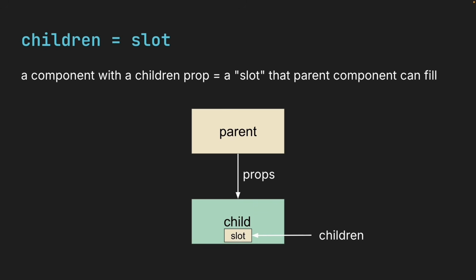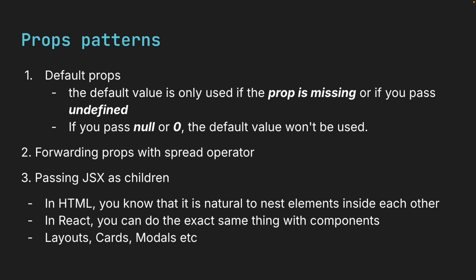You can think of a component with a children prop as having a slot that the parent component can fill with whatever content it wants. You will use this pattern consistently for things like layouts, cards, modals, basically any component that wraps other content. So these 3 patterns, default props, forwarding props with the spread and rest operator, and passing JSX as children. These are the 3 patterns you will use all the time in real-world React projects. They make your components more flexible and easier to use.